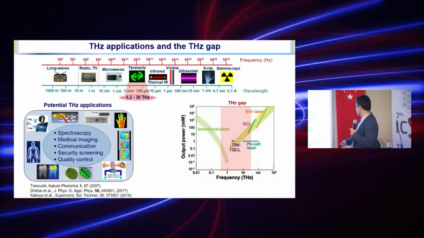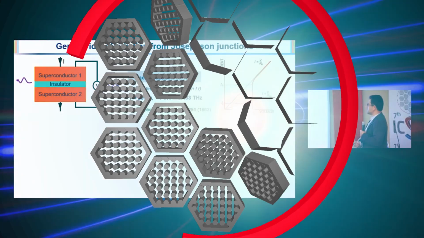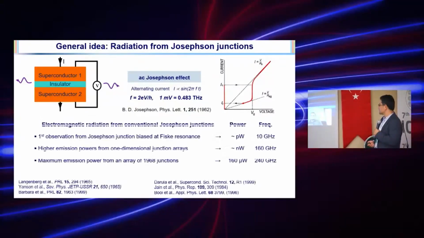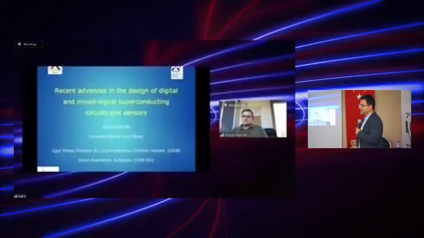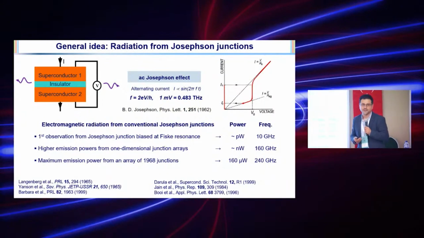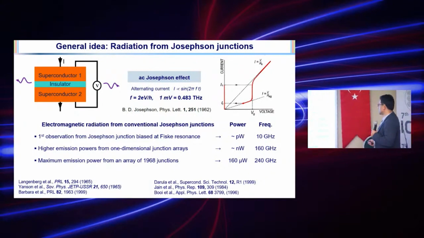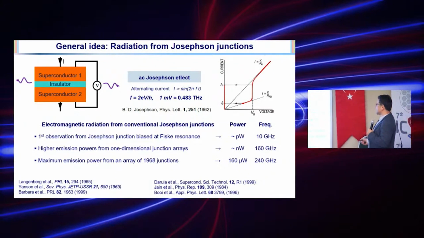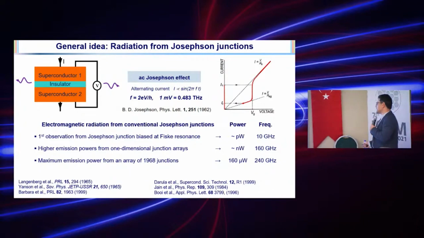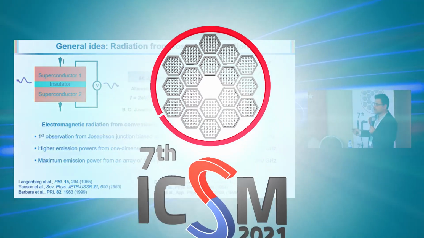By the voltage between the two, this kind of phenomenon was proved by experimental studies from the 1960s, and they increase the power and frequency of this. They use the conventional Josephson junction. Actually, how they increase it is associated with the superconducting gap.